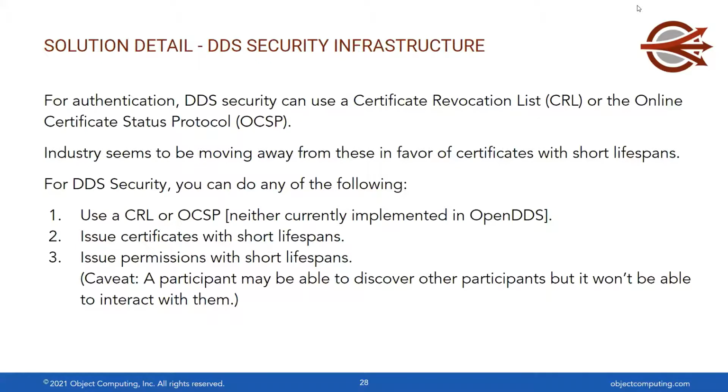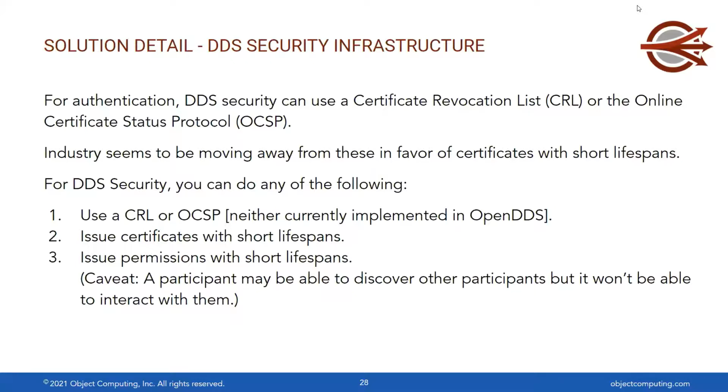So for authentication, DDS can use a CRL, certificate revocation list, or the online certificate status protocol. However, industry seems to be moving away from these in favor of certificates with shorter lifespans to avoid the overhead of long CRLs and the overhead of OCSP. So for DDS security, with the DDS security infrastructure in place, you could use those. However, neither of them are currently implemented in OpenDDS.